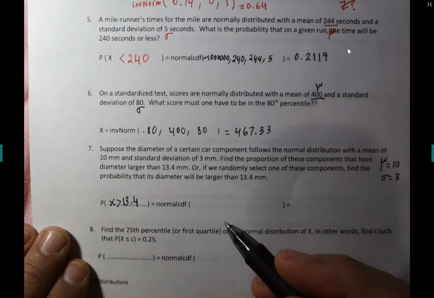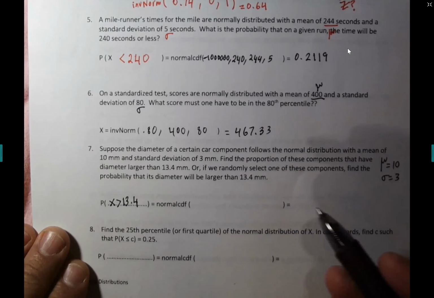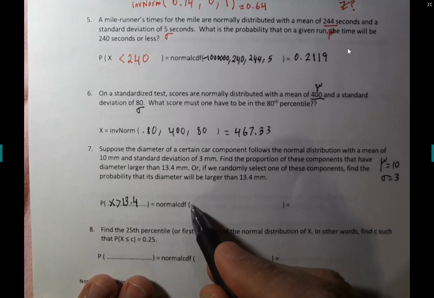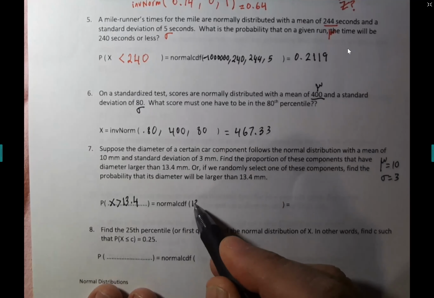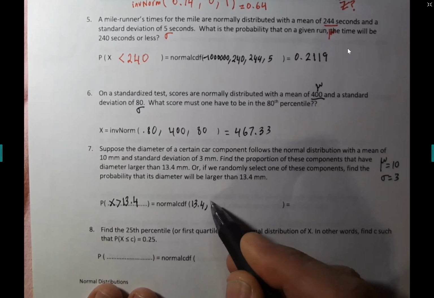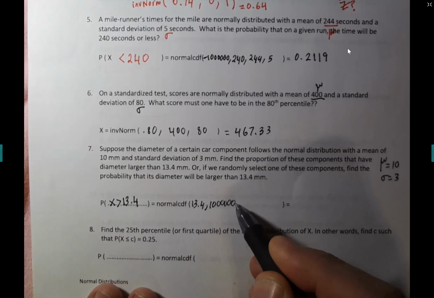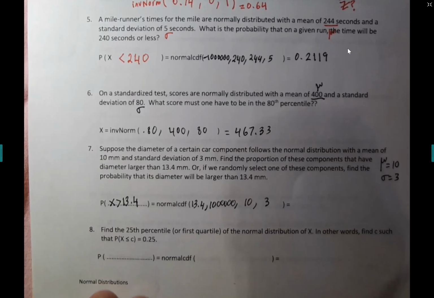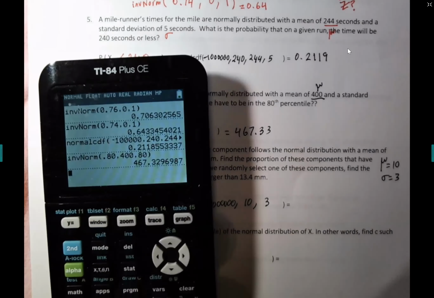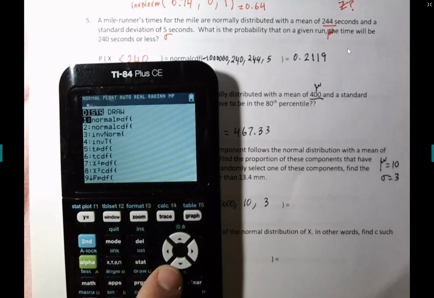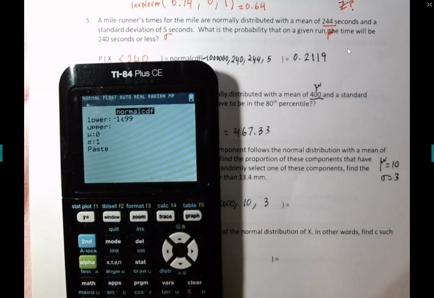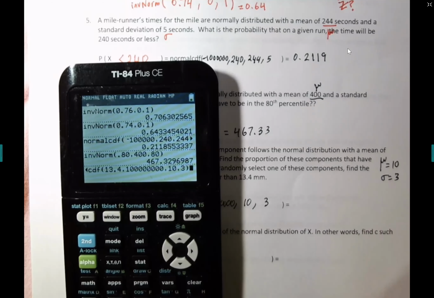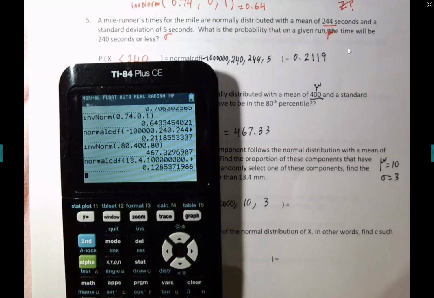Would the students help me out with the four arguments here? What would that be? What's the lower bound, guys? 13.4. Yeah. And then a million. Then you put the mean and standard deviation. Here you go. Second, distribute, normal CDF: 13.4, a million, 10, 3. I got 0.1285.